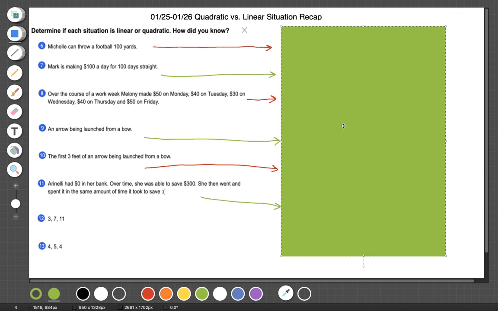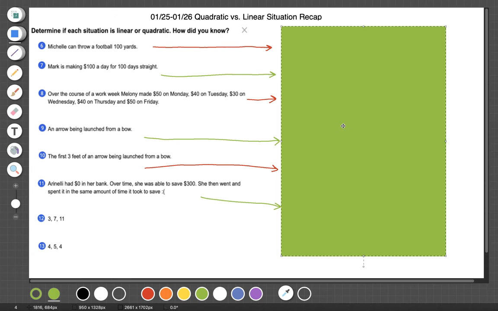All right, so for numbers 6 through 13, you're going to determine if each situation is linear or quadratic and how you know. You should have tried this already, so you should be checking your answers. If you haven't, go back and try this first. It's really important that you can determine this yourself. So you should just be checking your answers.